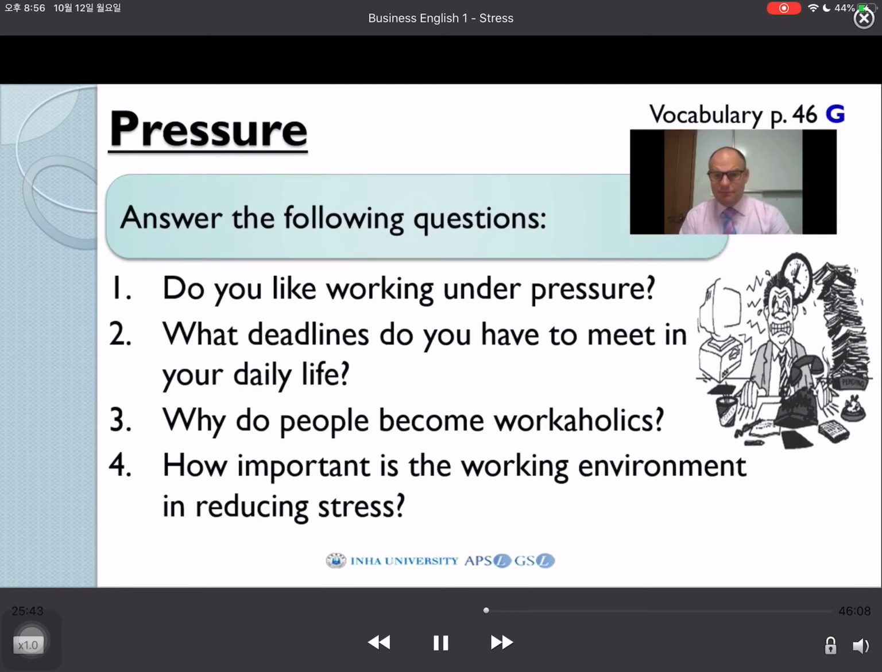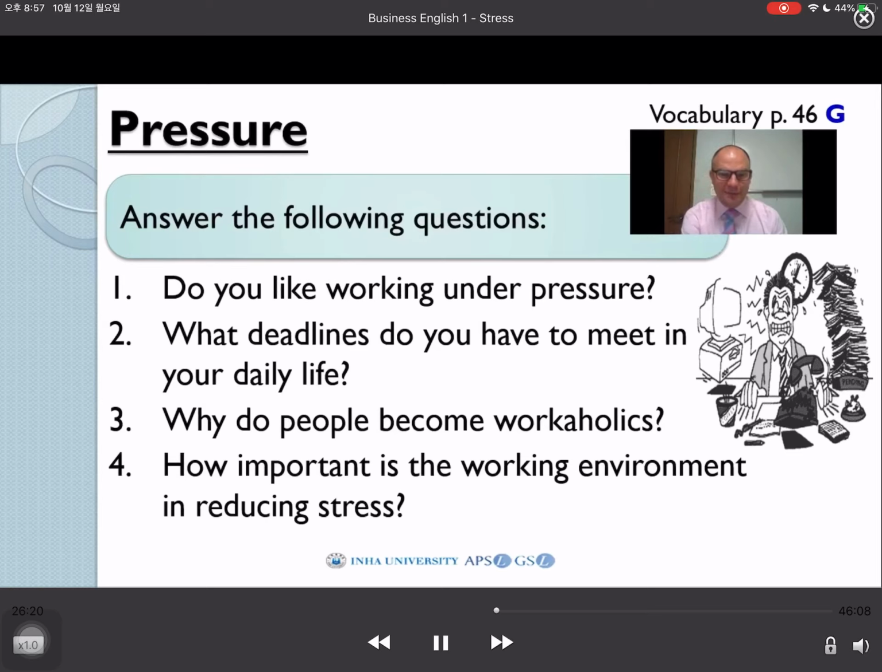For me, no, I don't like working under pressure. I find pressure very restrictive. It makes me feel not very well. It affects my health. So I tackle this, like I said before, by planning in advance and completing the work before it needs to be really done. So I give myself a lot of time and space to complete the job as best as I can. Deadlines you have to meet in your daily life.